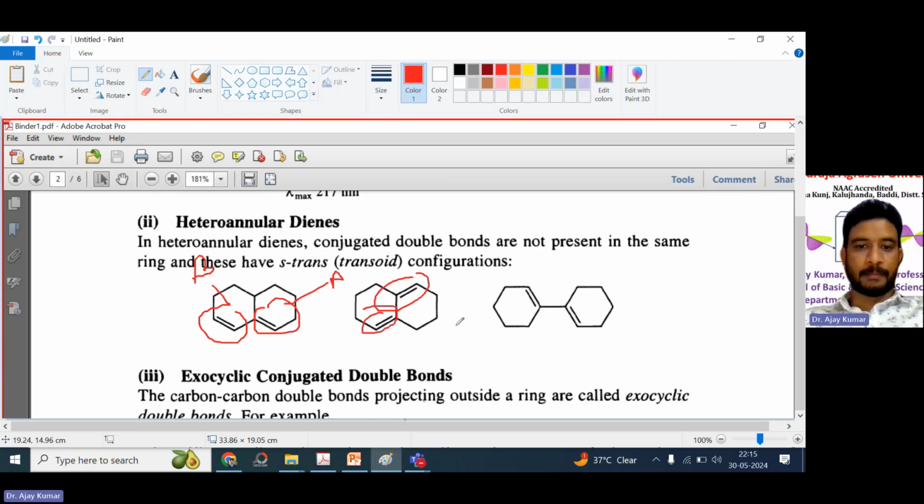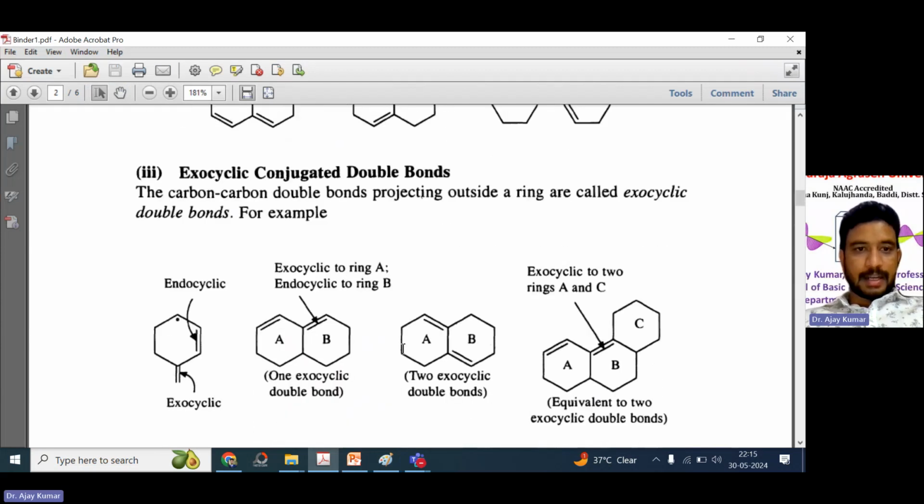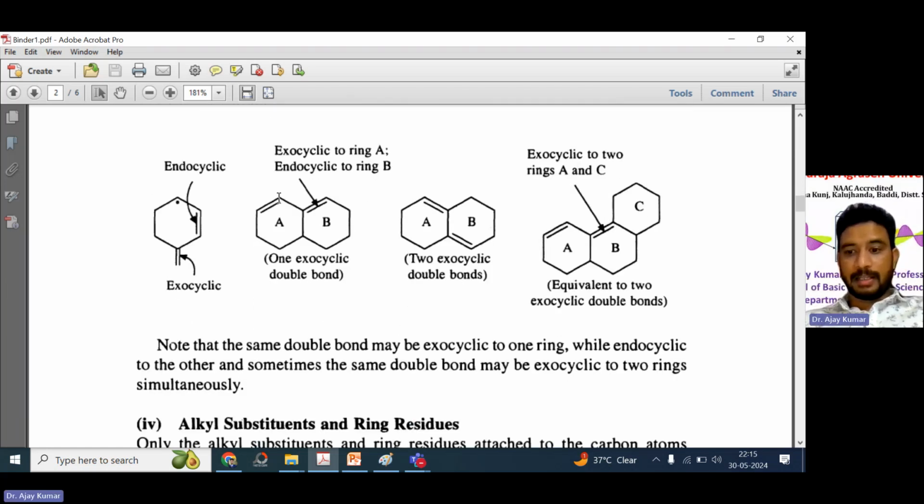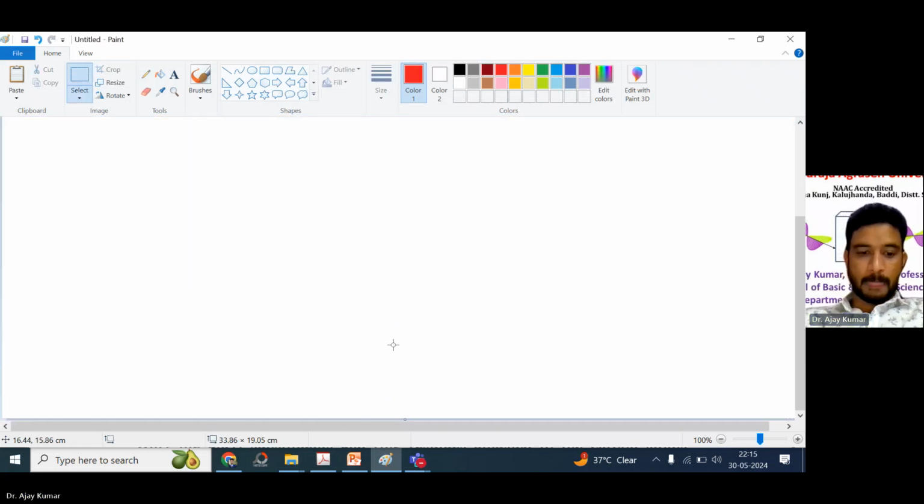Okay, and so on. Next is the exocyclic conjugated double bond. Exo means outside, and cyclic means we are talking about a ring. So an exocyclic double bond is a double bond which is present outside the ring. But what is the condition? That double bond should be in conjugation. Here are some examples of exocyclic double bonds.